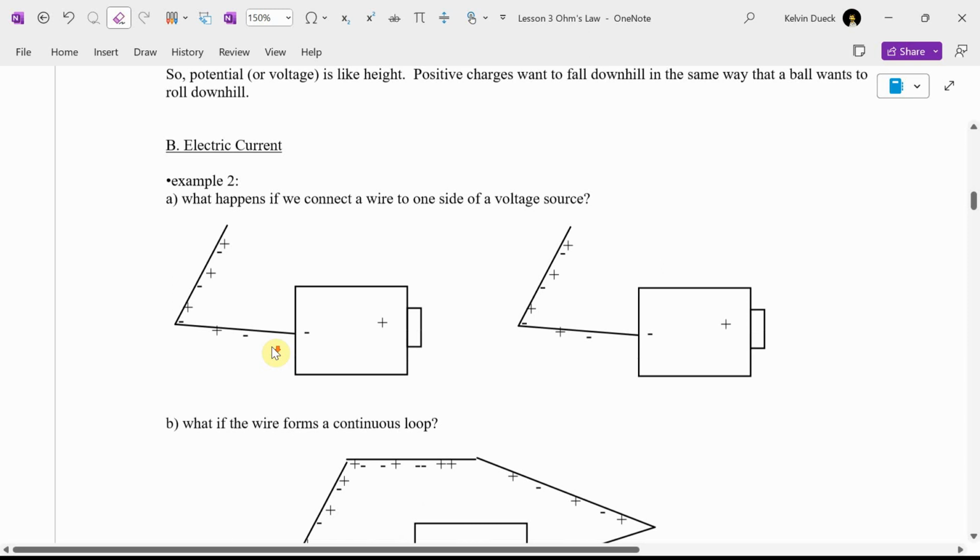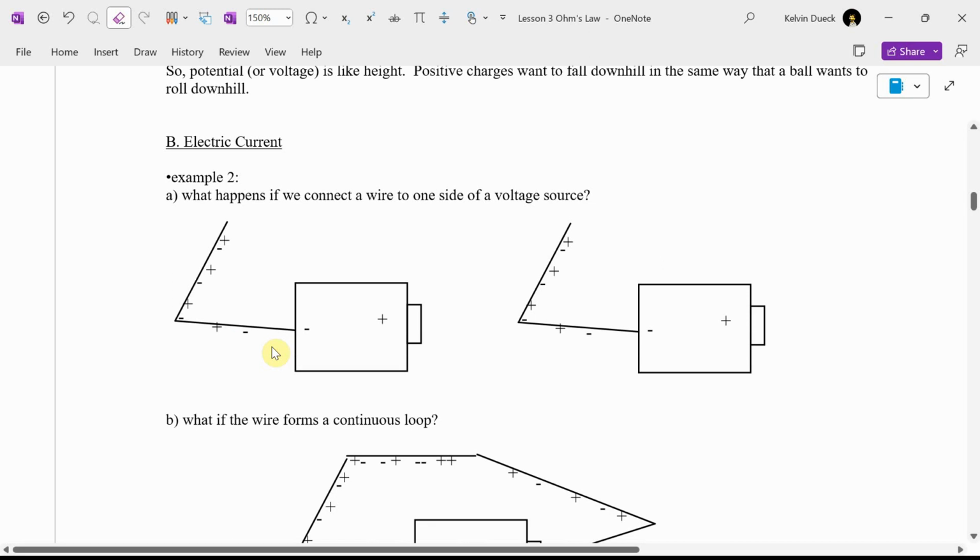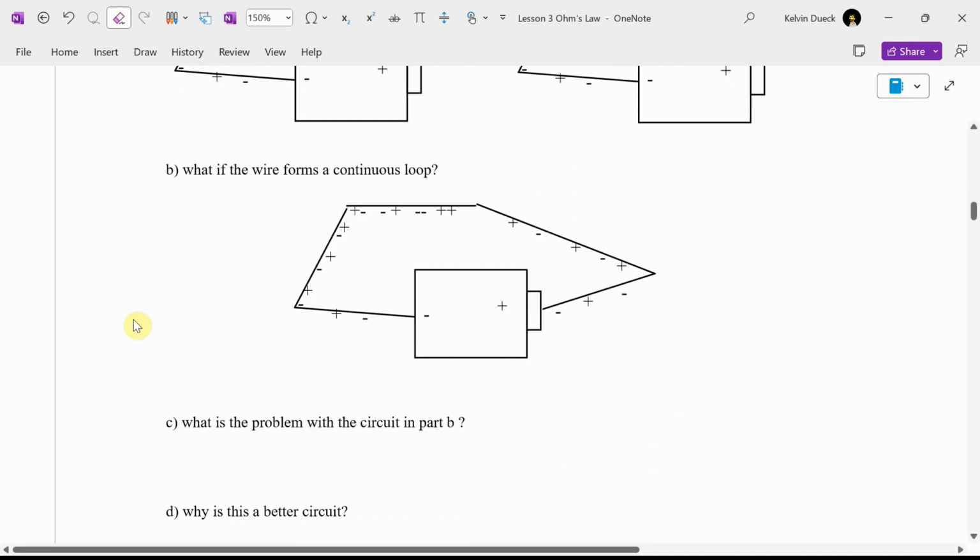Okay, let's talk about current. What would happen if I connect a wire to one side of a battery but not to the other side of the battery? Pretty much nothing. Technically, a couple of charges would move this way, but very rapidly the like charges here would repel these like charges here. No current would flow. So what would happen? We're going to call it a big fat nothing. For current to flow, you need a completed circuit. So what if the wire forms a continuous loop?